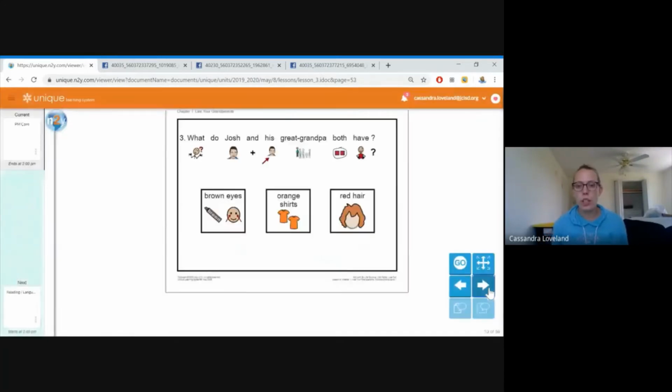What do Josh and his great-grandpa both have? Do they both have orange shirts? Yes or no? No. Do they both have brown eyes? Yes or no? Yes, they both have brown eyes and brown hair.